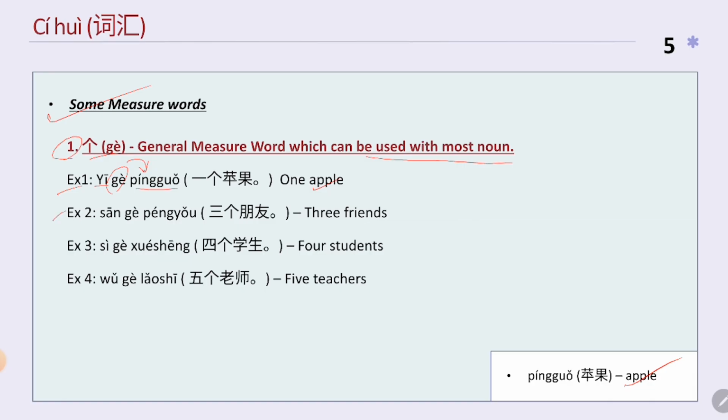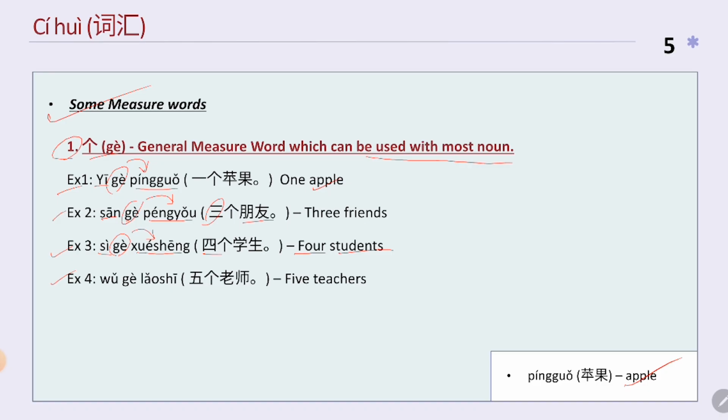Look at example number 2. 三个朋友。三 here means 3. 朋友 here means friend, and here 个 is a measure word used for this noun, 朋友. Look at example number 3. 四个学生。Here 四 means 4. 学生 means student, and we have to use the measure word 个 for this noun. 四个学生.